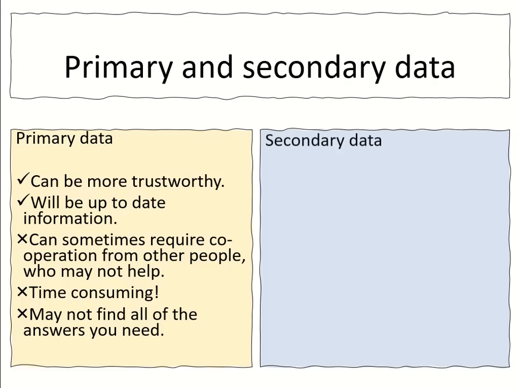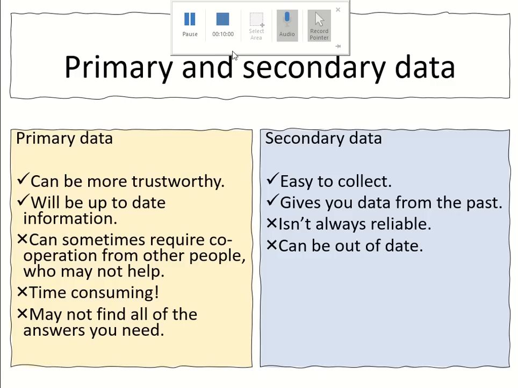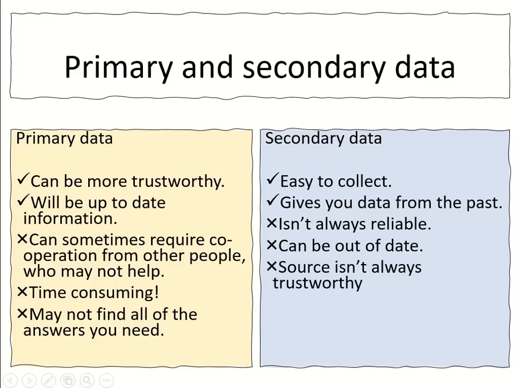And this has quite a few benefits. It's very easy to collect. I can go on Google, I can type in what I want to find out, and I can find some secondary data. It gives you data from the past, so not just in the present, but it's not always reliable. It can be out of date quite often. And the source itself isn't always trustworthy. Like Wikipedia, who knows who's collected that data? It could be anybody. So we can't always trust secondary data.